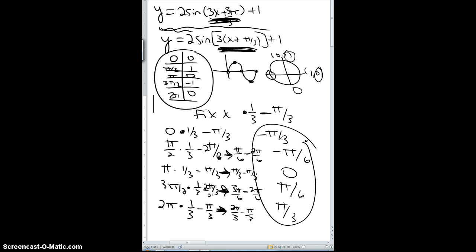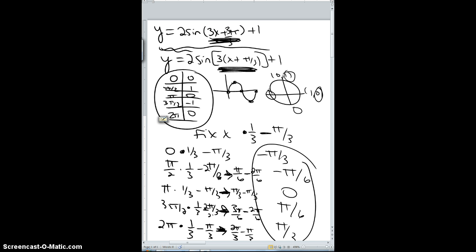All right, but now I need to figure out my new y values. Now, to figure out your y values is a little easier. Let me switch colors here. So I'll switch to blue. And the reason is because to fix my y's, I just need to multiply by 2 and add 1. I'm just going to multiply by 2 and add 1. So 0 times 2 plus 1 is just 1. 1 times 2 plus 1 is what? 3.